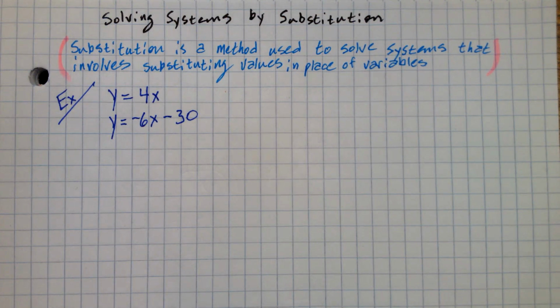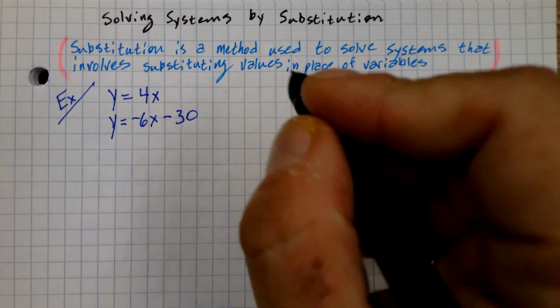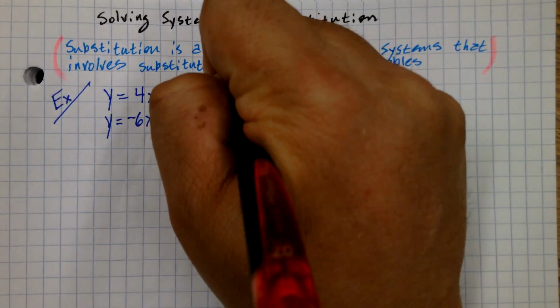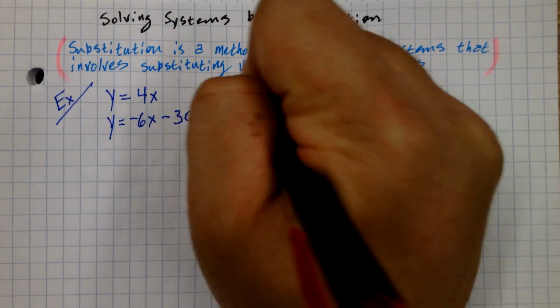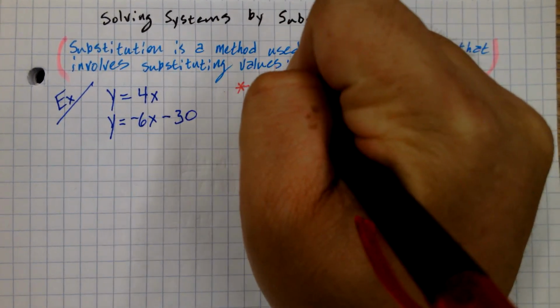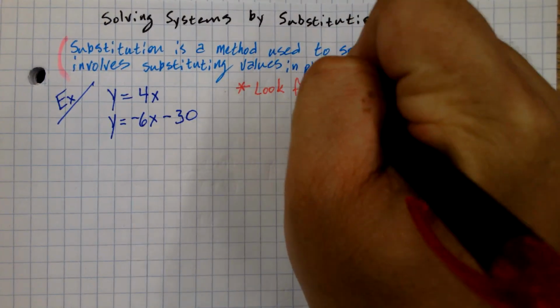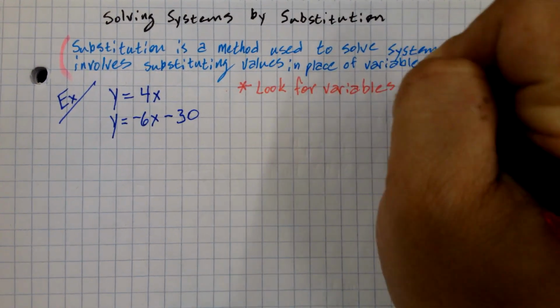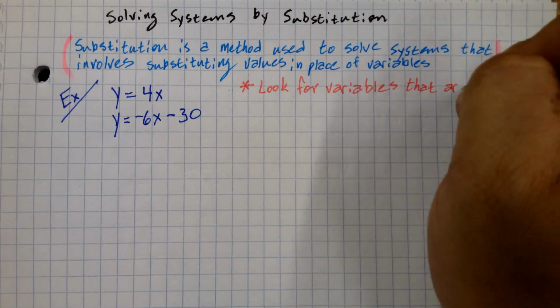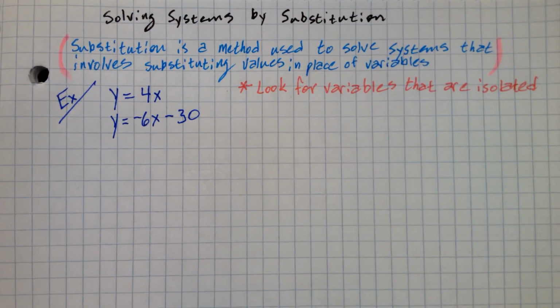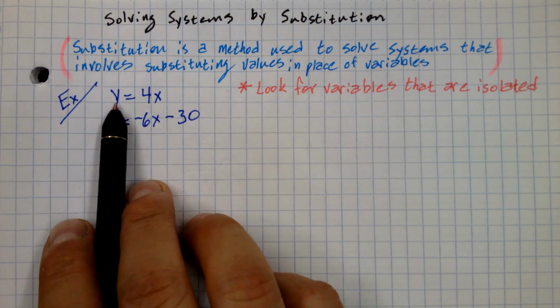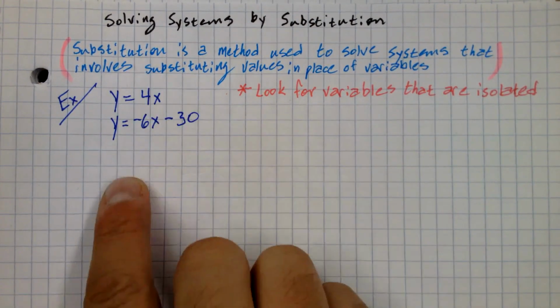Okay, so we can solve this, and we don't have to graph. That's the main idea. Okay, so we're going to solve this by substitution. So the first thing we want to do is look for variables that are isolated, and we have two. We actually have two variables that are isolated. We got y equals, it's by itself, and then we have y equals here.